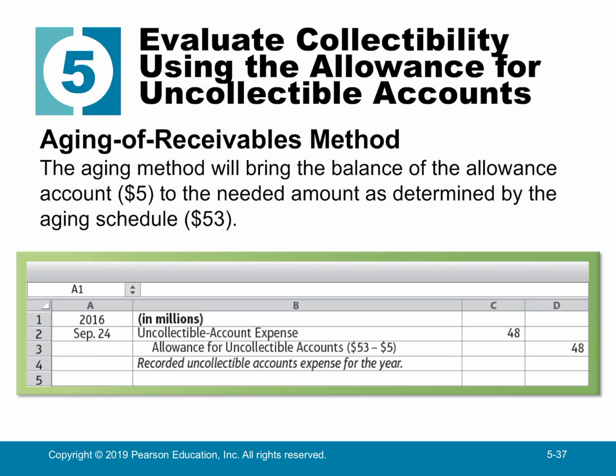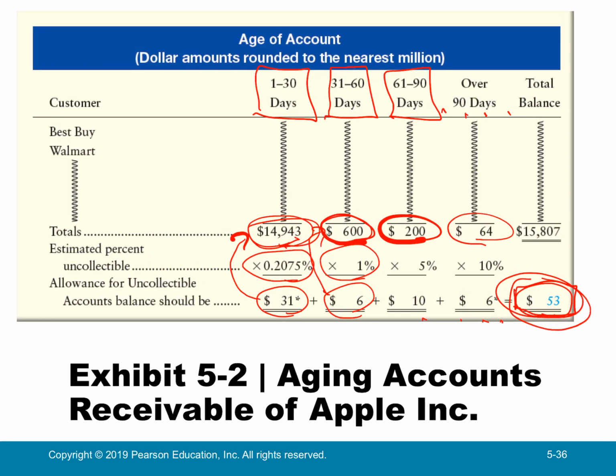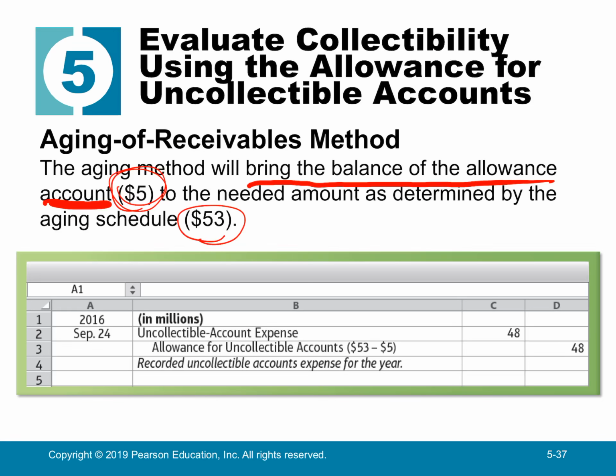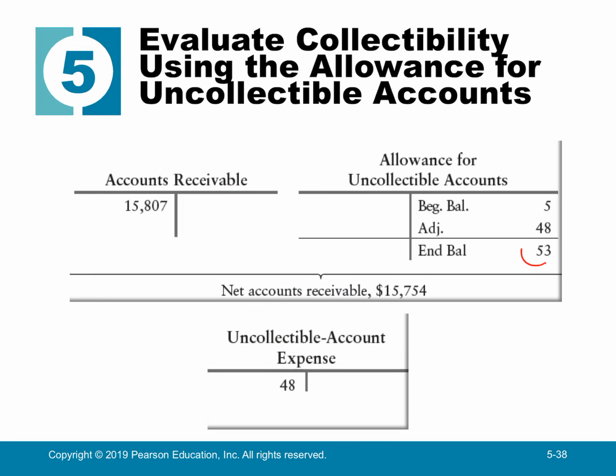So with this method, what we need to do is bring the balance of the allowance account that right now shows $5 to the amount that we determined using this process, which is $53. So in order to go from $5 to $53, how much do we have to credit? 48. So that's the journal entry. Our uncollectible account expense is going to be 48 using this method, and we're going to add to this allowance for uncollectible accounts 48, so that when all is said and done, we have our desired 53 that we calculated.